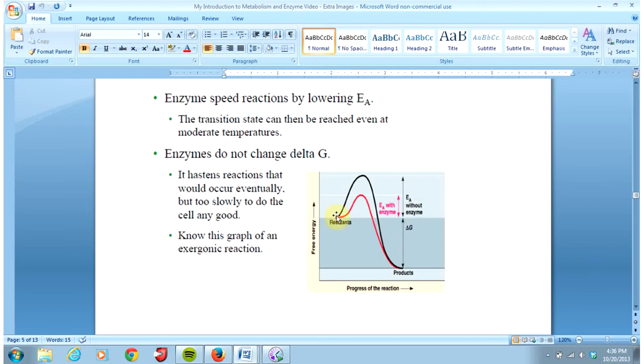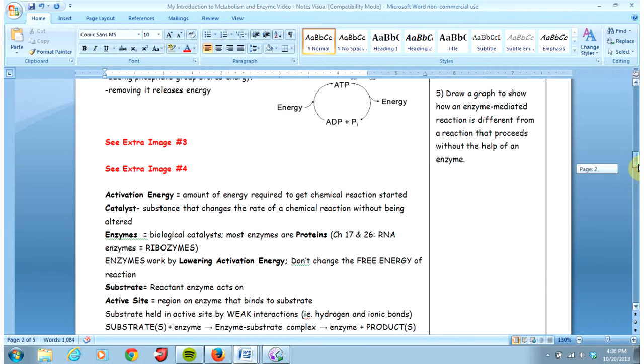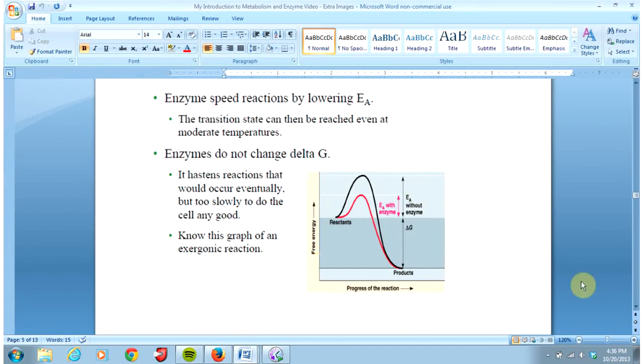This is a really important graph, and I actually ask you to draw this graph in number 5 within your notes. You're asked to draw a graph to show how an enzyme-mediated reaction, which is just a reaction that's assisted by an enzyme, is different from a reaction that proceeds without the help of an enzyme. So there, I'm talking about this graph.